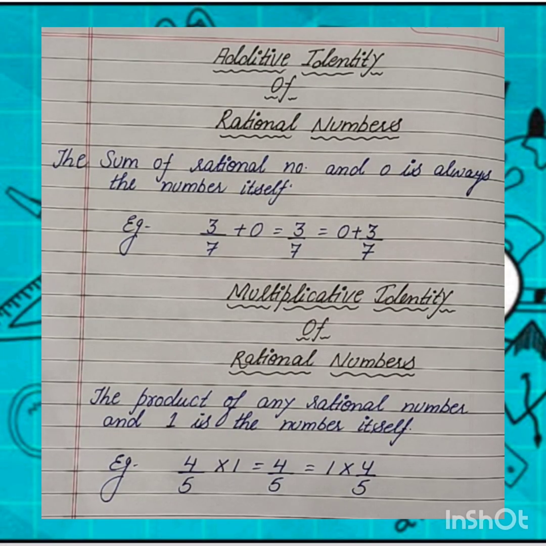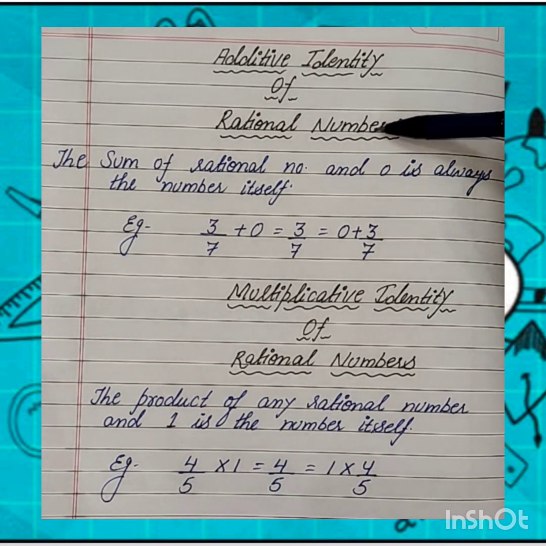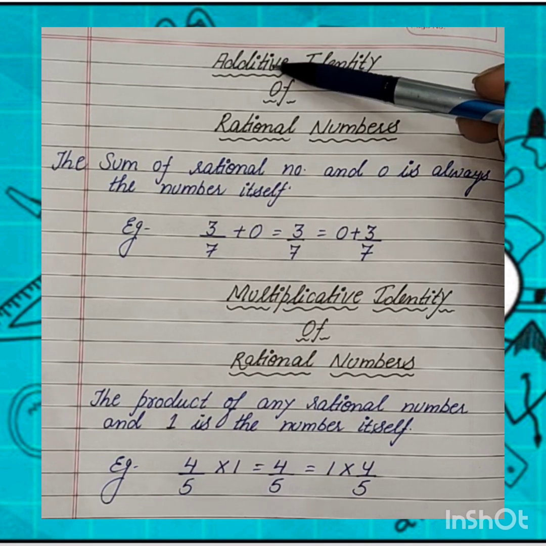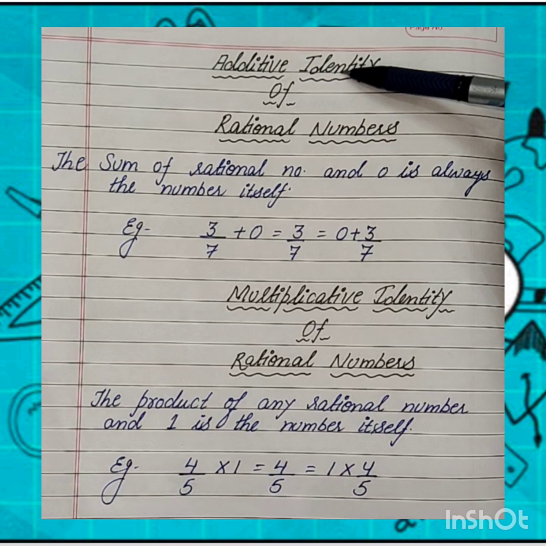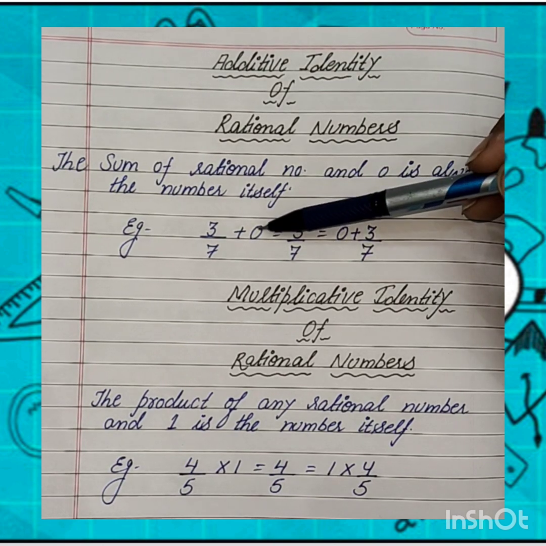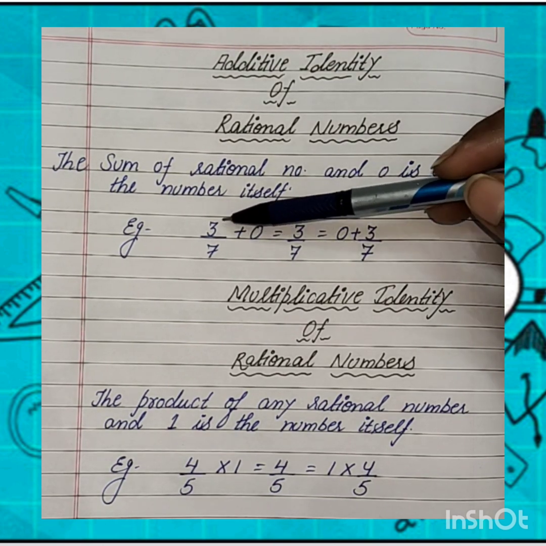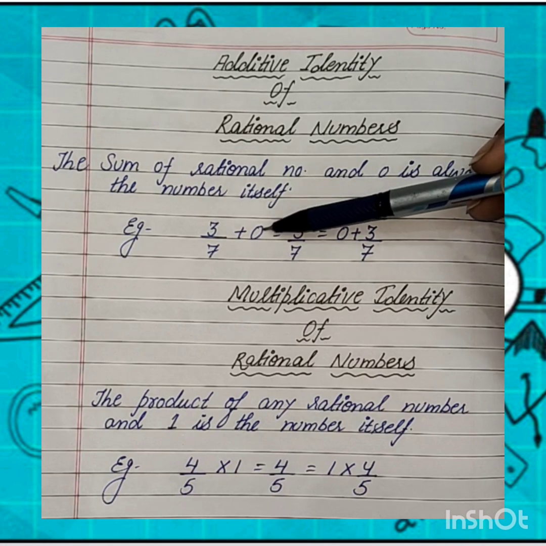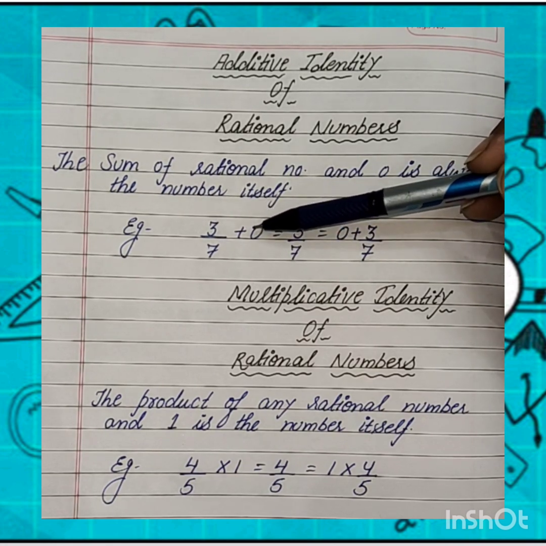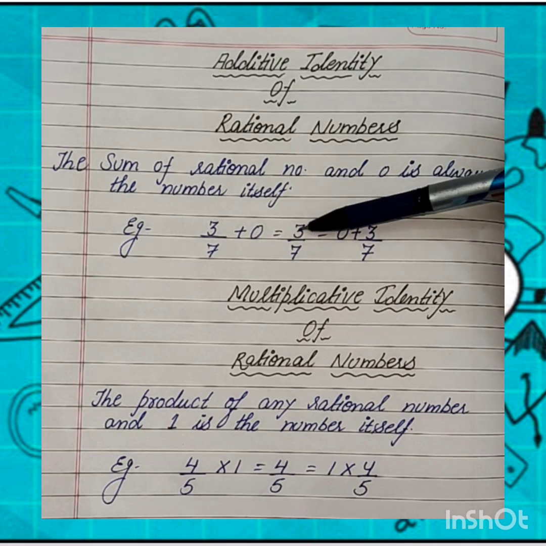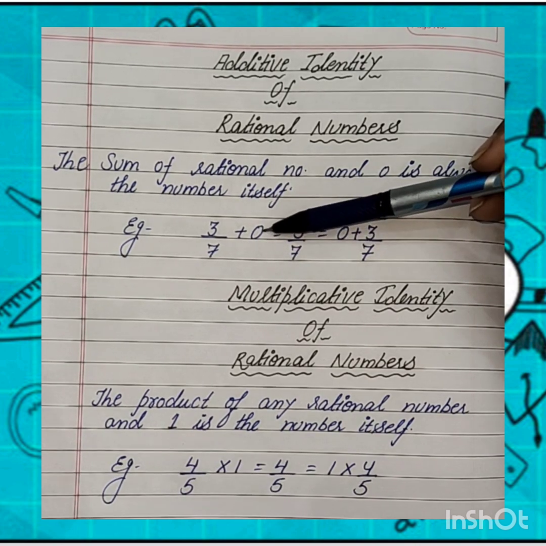Now next is additive identity of rational numbers. Students, additive means plus and identity means same. Additive identity means which rational number, when added to any rational number, gives the same answer, and that is 0. If we do the addition of any rational number and 0, then the answer will be the same rational number. Whether you add it from the left side or from the right side, the answer will always be the same. So 0 is the additive identity of rational numbers.